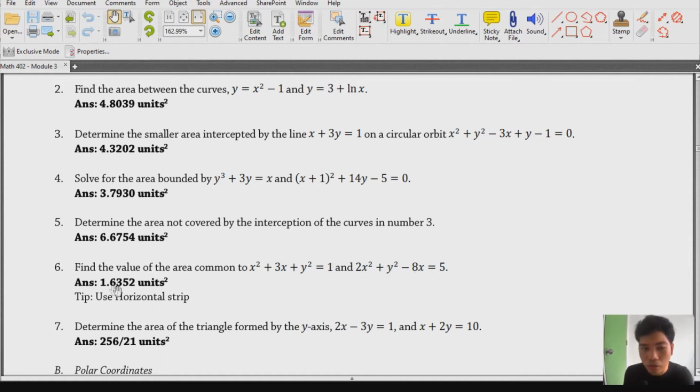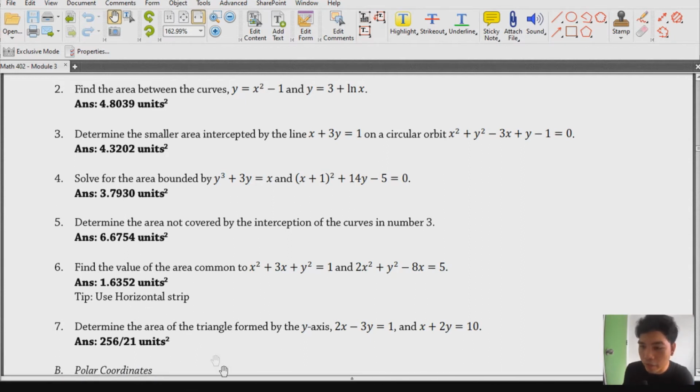So, yon. And then, yun. It has a tip, use horizontal strip. So, for this case kasi, tip lang naman yun, pwede hindi natin sundin, pero for this case, if it's possible to use vertical strip, we'll also be using that. Pero kung may tip na nakalagay ito, usually this is the better option. Pero pwede yung other way around.